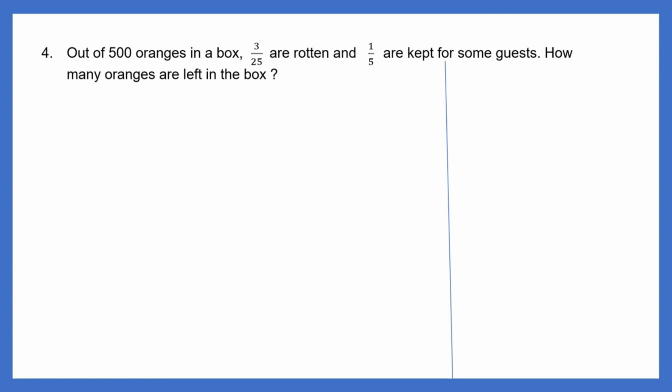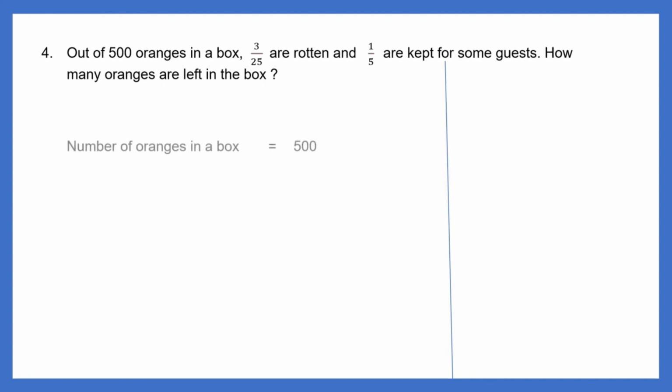Question 4. Out of 500 oranges in a box, 3 by 25 are rotten, they're spoiled, and 1 by 5 are kept for some guests. How many oranges are left in the box? Okay, imagine this. There is a box. There are 500 oranges in them. But there are some oranges that are rotten, and some good ones have been kept for some guests. Now, if you keep all this away, how many oranges are now left in the box?